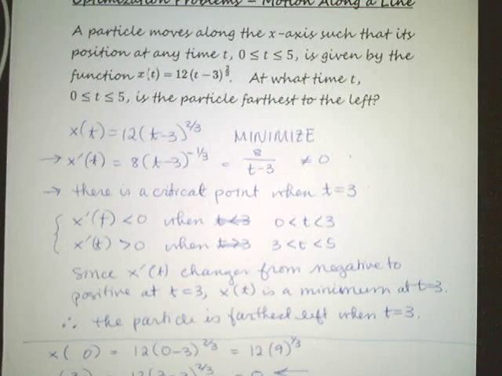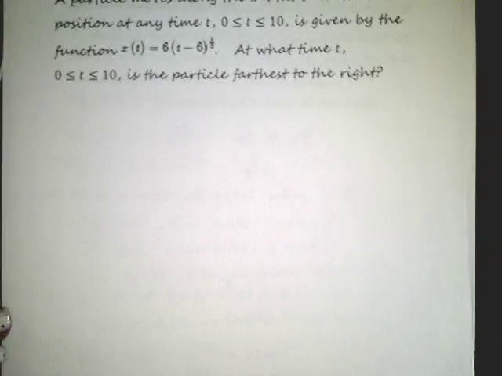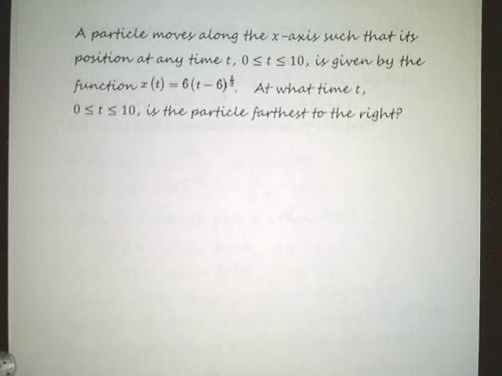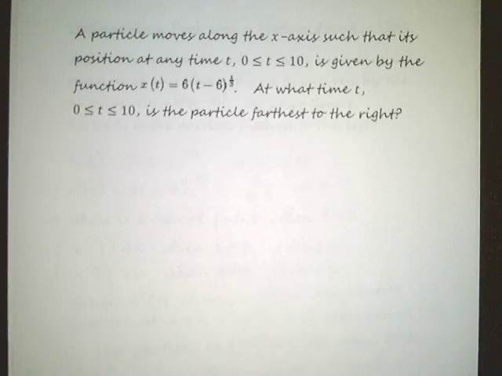So I've looked at 3 different ways to solve the same problem. Let's look at a new problem. Again, all of these problems have to do with particle motion. So in this example, a particle moves along the x-axis such that its position at any time t, where t is between 0 and 10, is given by the function x of t is equal to 6 times t minus 6 to the 1/3. At what time t, where t is between 0 and 10, is the particle farthest to the right?